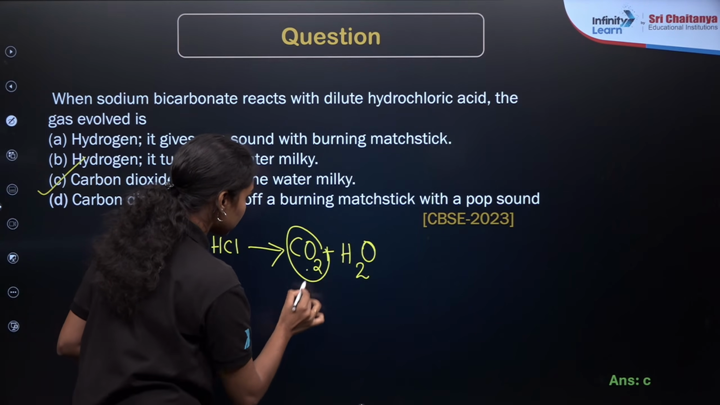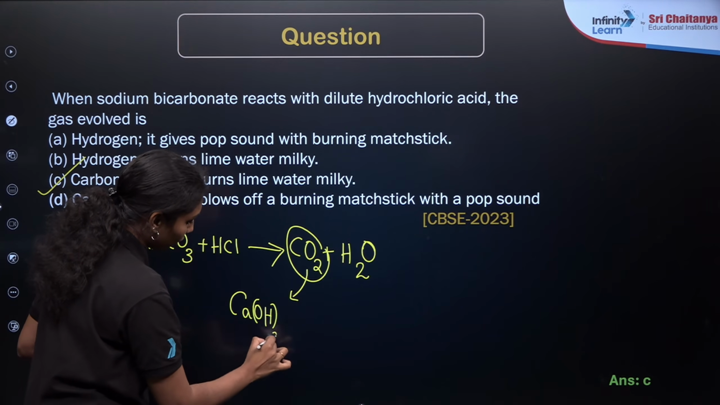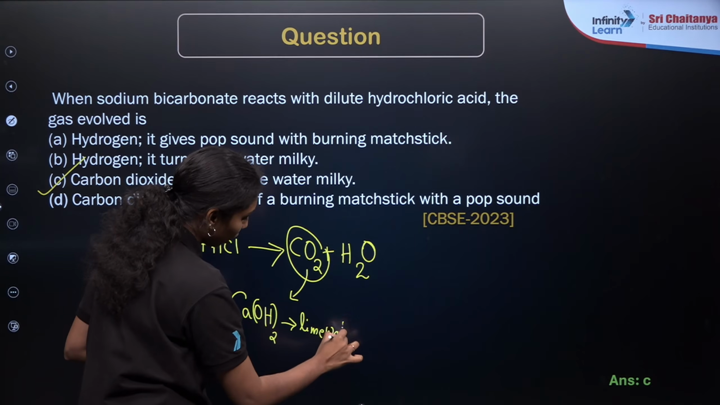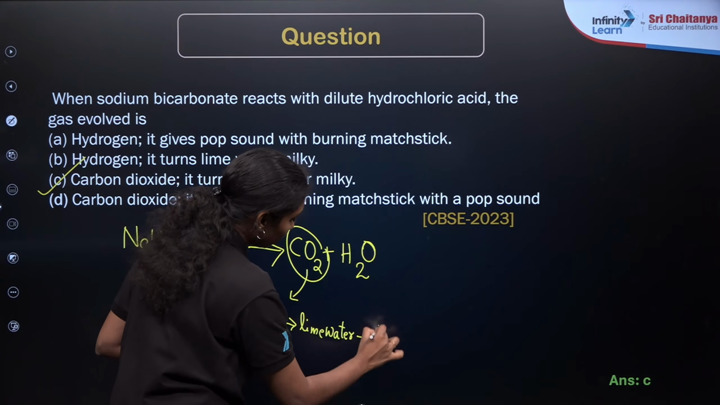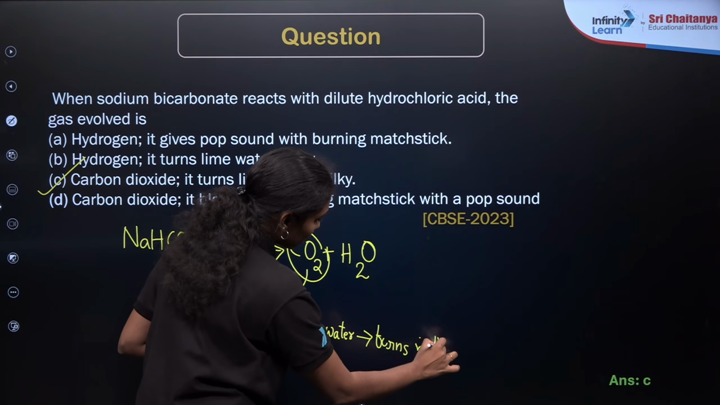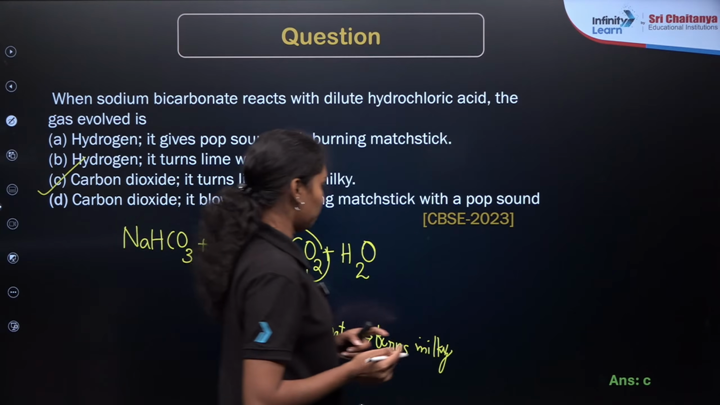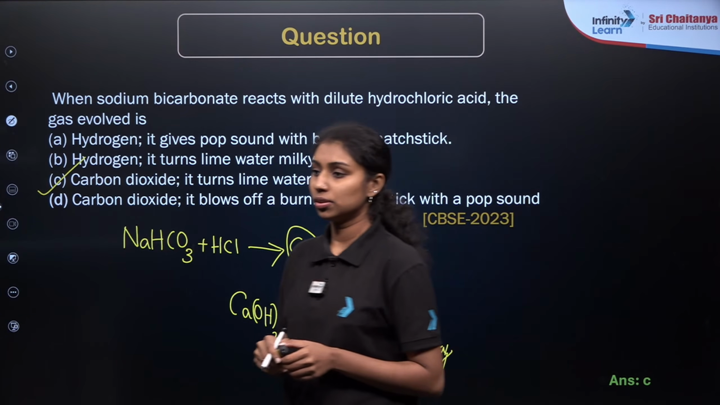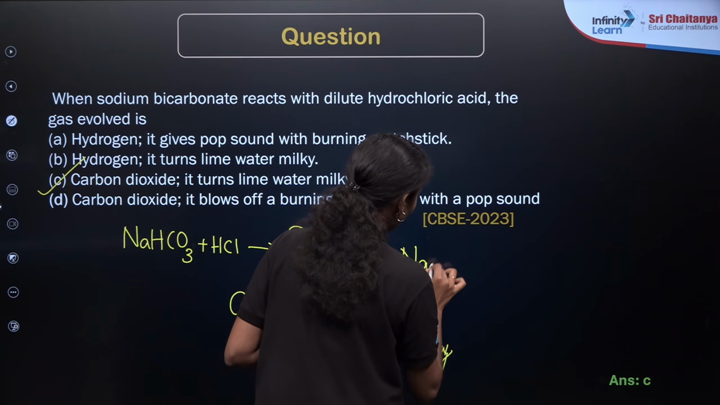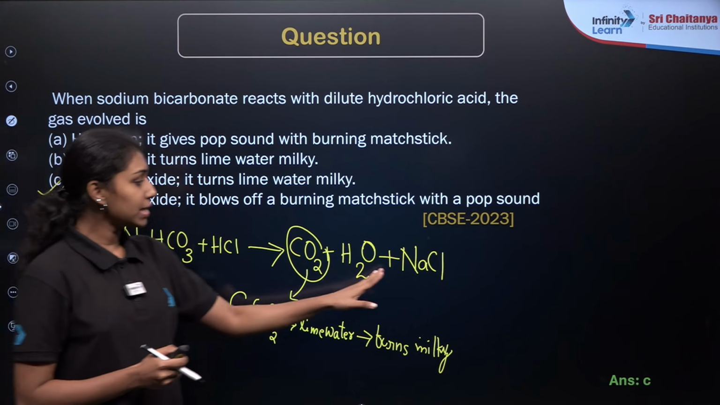If you pass this carbon dioxide gas through calcium hydroxide, or slaked lime, also known as lime water, the lime water turns milky. That is the experimental observation happening there. Clear? So option C will be the correct answer. Carbon dioxide turns lime water milky. Is there any doubt? Yes, NaCl is also formed. Salt, carbon dioxide plus water. If you take sodium carbonate also, the same experiment happens here.